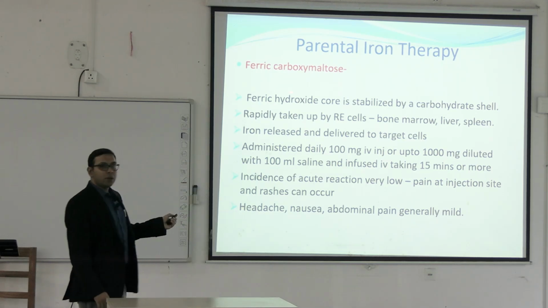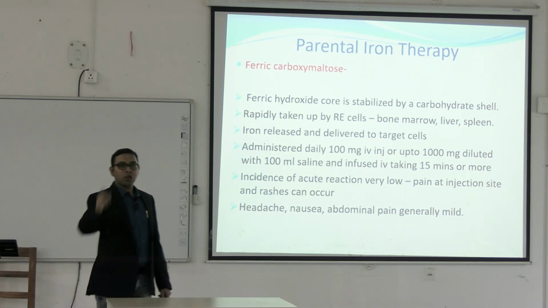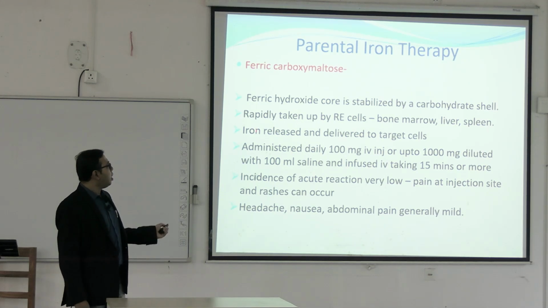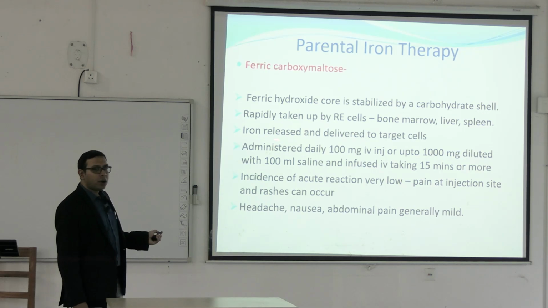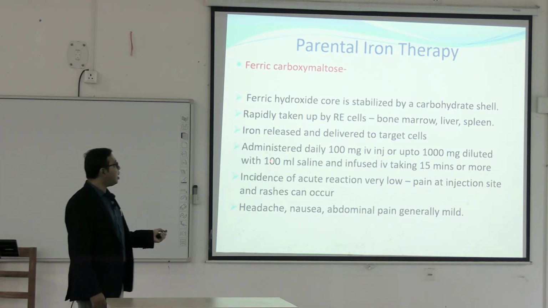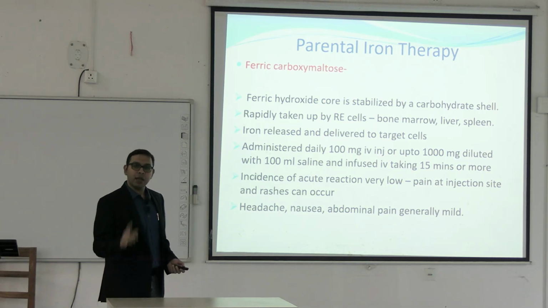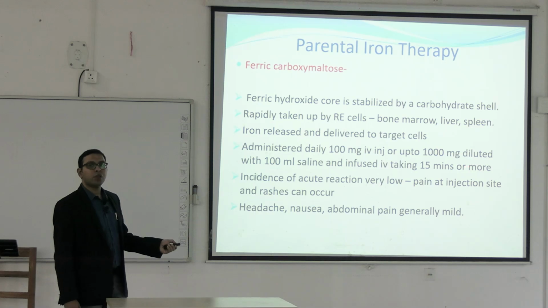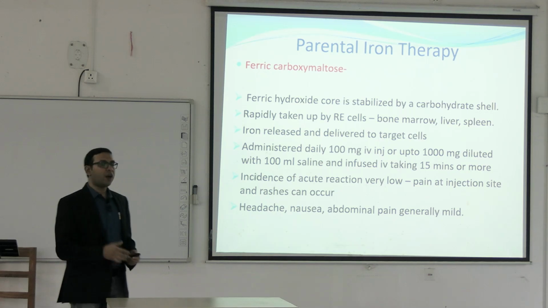Ferric carboxymaltose is basically a ferric hydroxide core stabilized by a carbohydrate shell. Outside there is carbohydrate, inside there is the ferric hydroxide core. It is rapidly taken up by the reticuloendothelial cells in the bone marrow, liver and spleen when injected. Iron is released and delivered to target cells. Usually it is administered as a daily 100 milligram IV injection, or 1000 milligram can be diluted in 100 ml of solution and infused IV taking 15 minutes or more, if the patient is already admitted in the hospital, or otherwise it can be given at home by qualified personnel.